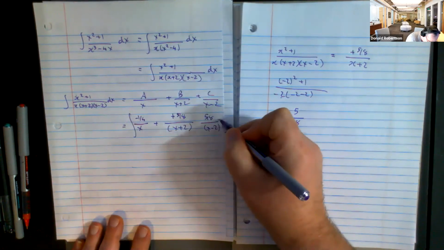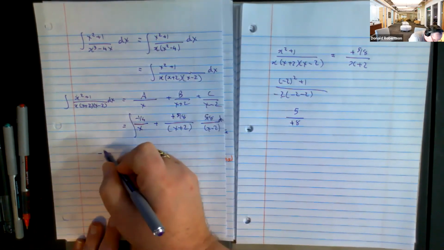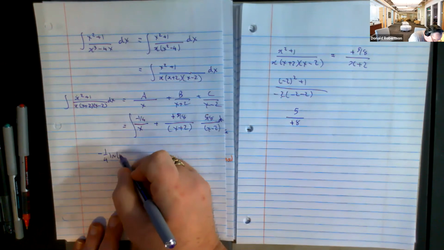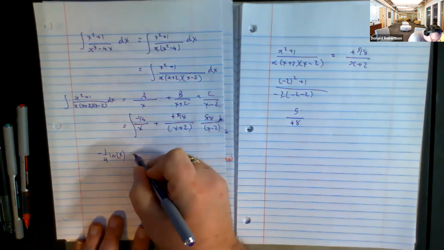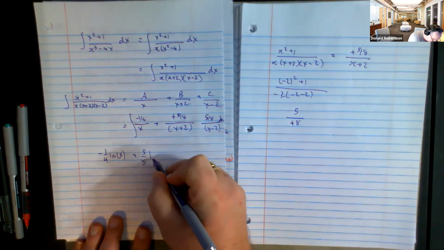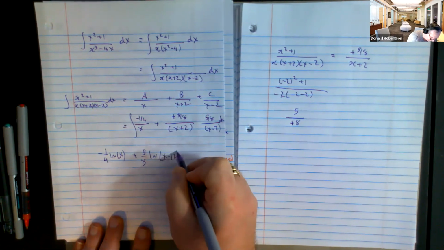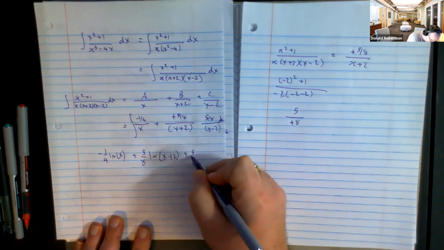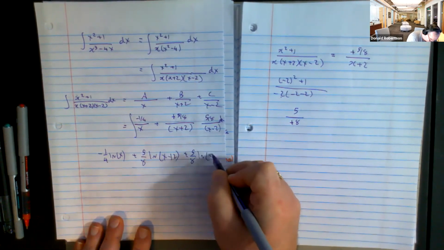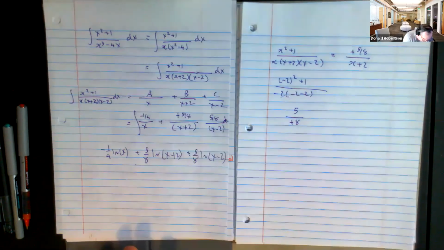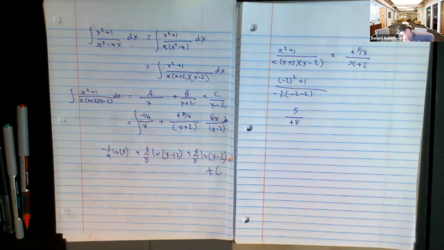So I can now integrate. Negative 1/4 the natural log of x, 5/8 the natural log of x plus 2, and 5/8 the natural log of x minus 2. Plus c, because this one's indefinite. In step 4, you just add the plus c.